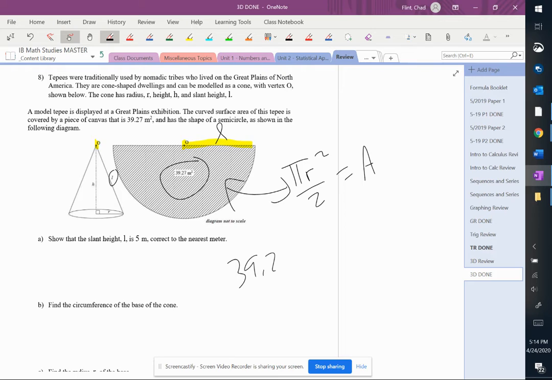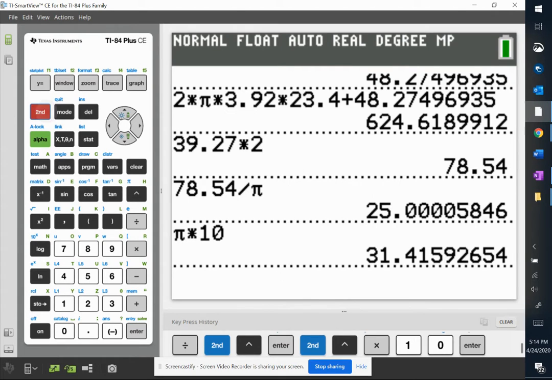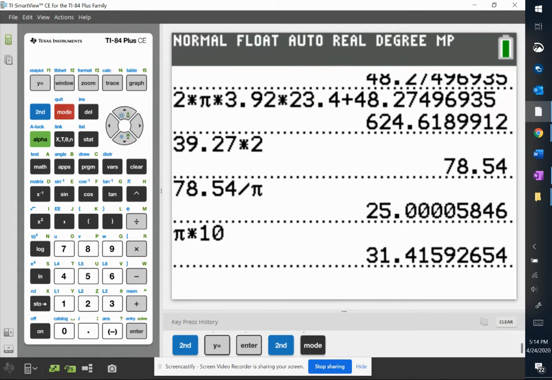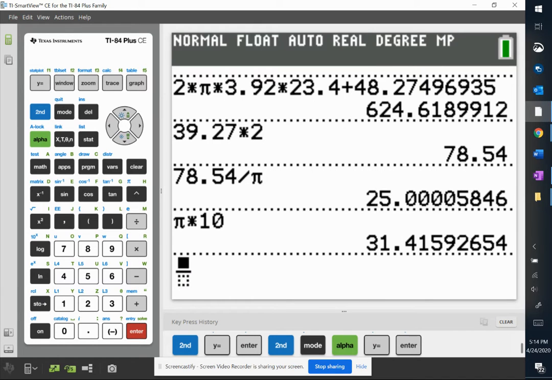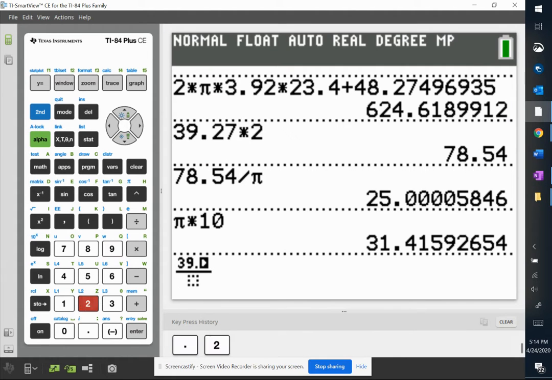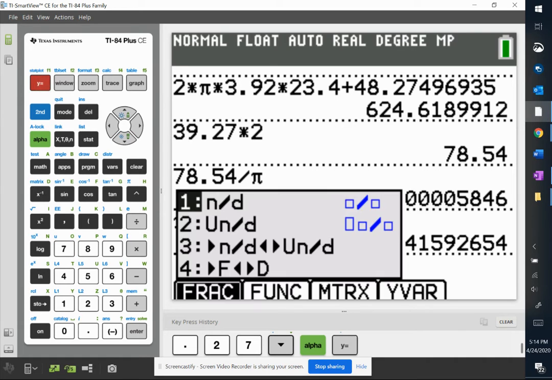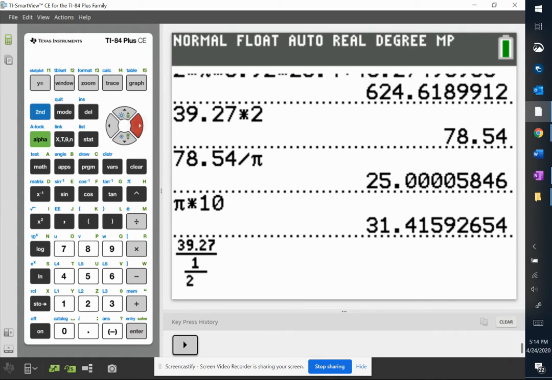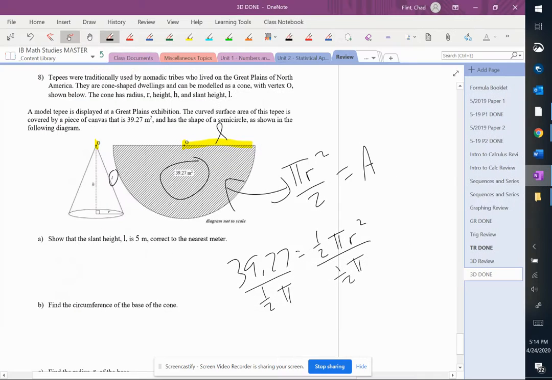So we're going to go 39.27 equals 1/2 pi r squared. I'm going to divide by 1/2 pi, and that's going to give me, let's see here, 39.27 over 1/2 pi. Getting pretty close to 25. So 25.000 with some stuff way over there. I'm going to take the square root. It's going to give me a radius of 5.